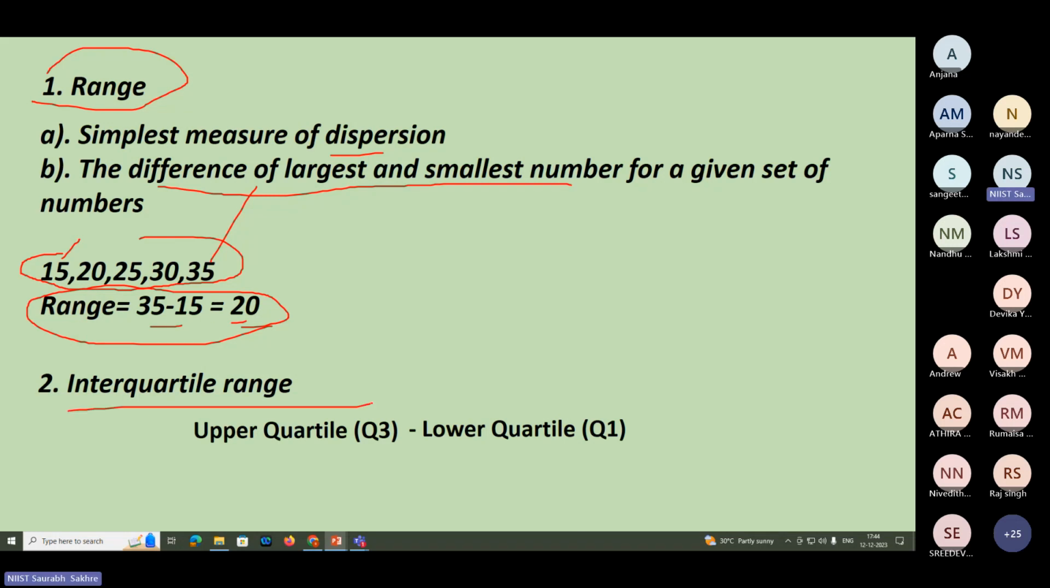The second one is the interquartile range. Interquartile range is upper quartile minus lower quartile. I told you earlier that when I subtract the 25th percentile from the 75th, I can obtain the middle 50% of the students, if you remember. If I subtract Q1 from Q3, the value I get corresponds to the middle 50% of the students. So it is known as the interquartile range.